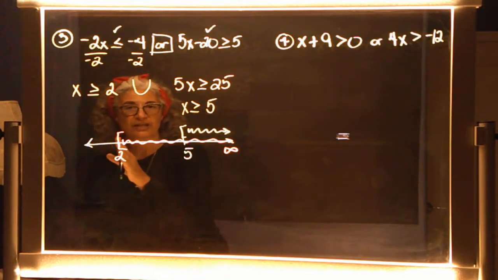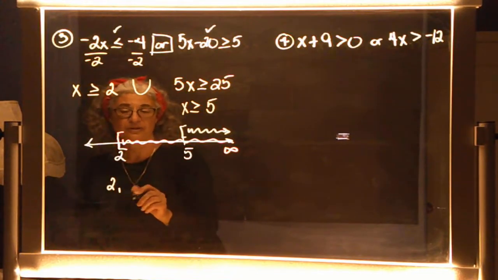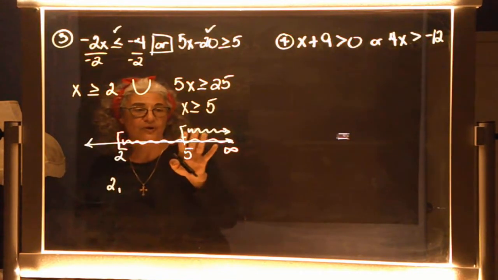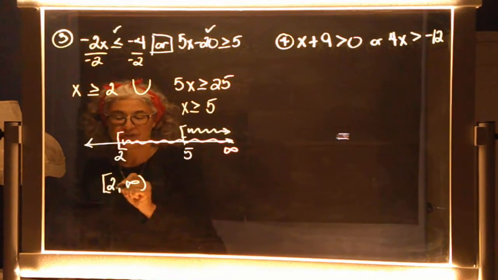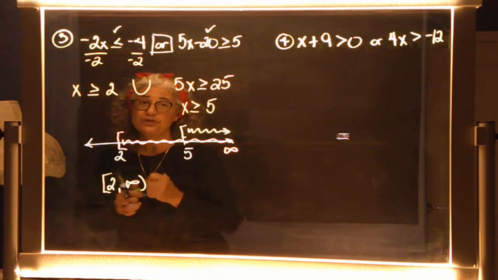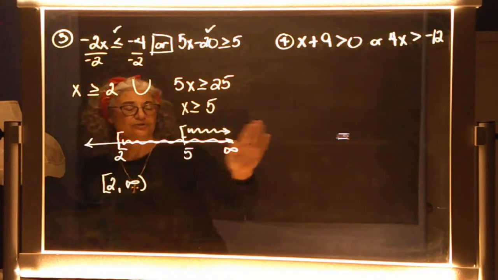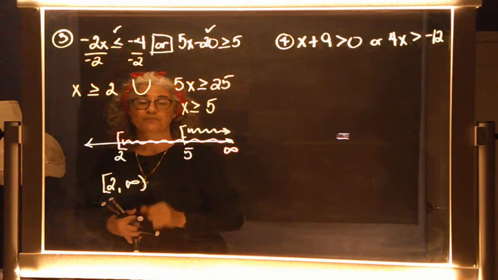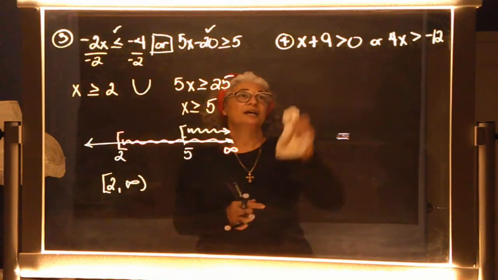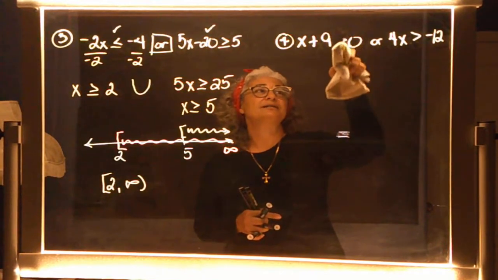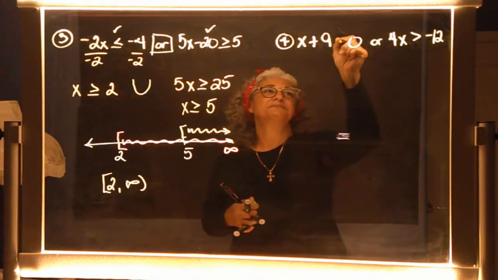So when I read from the left, the first number that's shaded is the 2. And the shading continues all the way out to infinity with a bracket on the 2. So in this case, the union of these two solutions starts at 2 and goes all the way to infinity. Are you with me? Excellent. Okay, number 4, I'm going to make a slight little change here. It's okay, you can handle it.